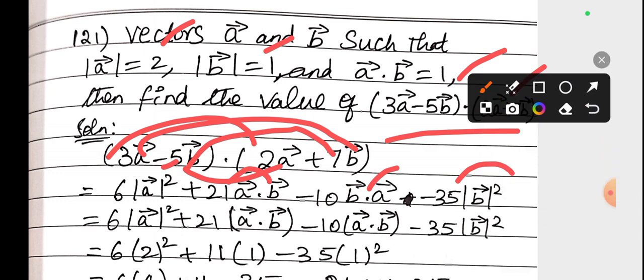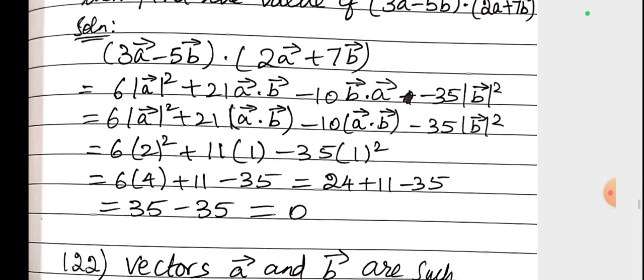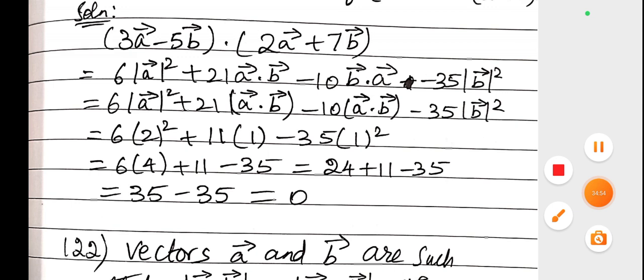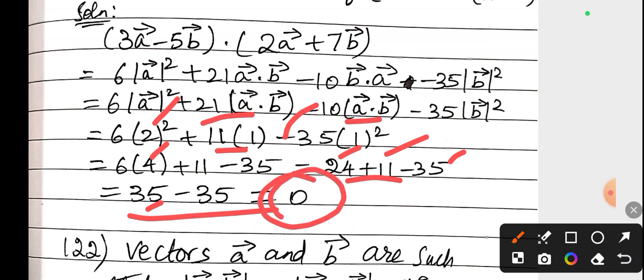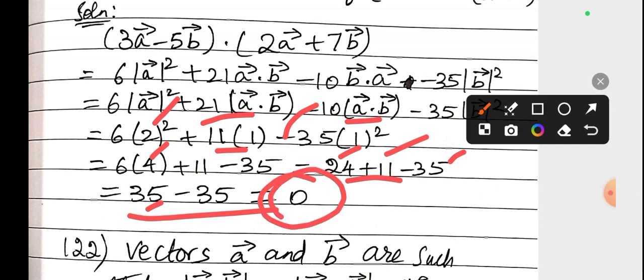Then apply the values. Very simple only. Just substituting the values and getting the answer. So 21 minus 10 becomes 11 times a dot b. What is a vector dot b vector value? It is 1. Magnitude of a's value is 2, so we get 2 squared. So 6 into 2 squared, 6 fours are 24. And here plus 11, here minus 35. So 24 plus 11 is 35, minus 35, we are getting the answer as 0.